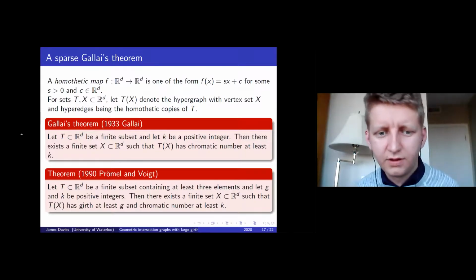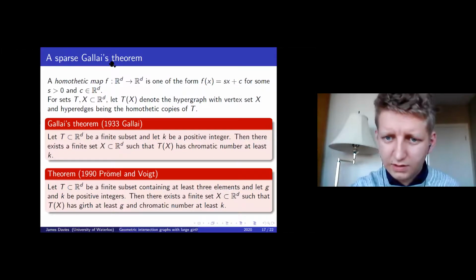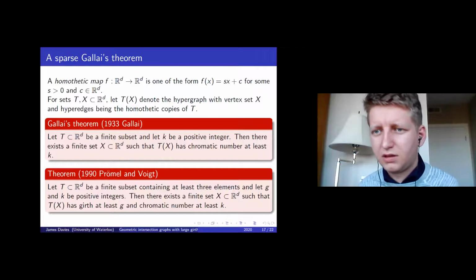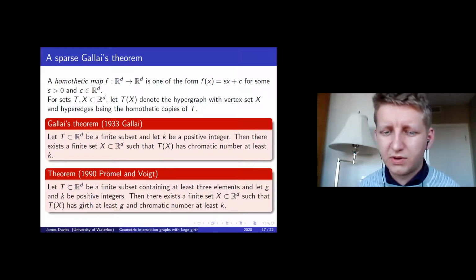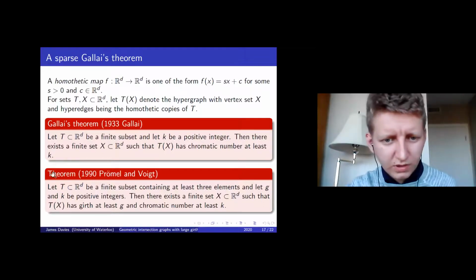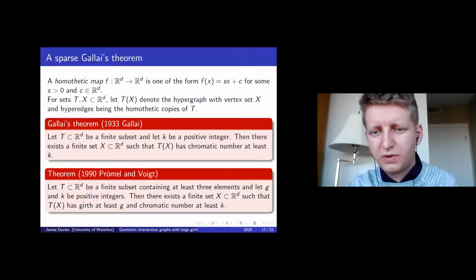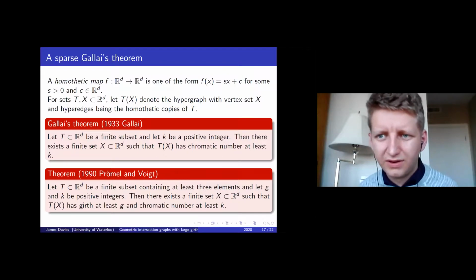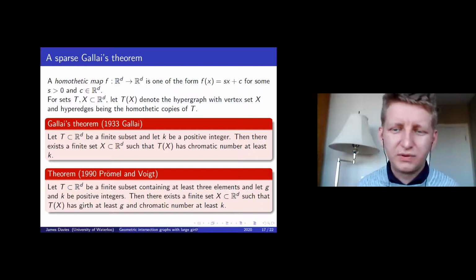And this is something we have. So kind of the exact theorem we want. So if we pick a set t of points in d-dimensional space with at least 3 elements, and we pick some g and some k, then we can find some set of points x again in d-dimensional space, so that the hypergraph we get has girth at least g and chromatic number at least k. So the requirement of having at least 3 elements is a more technical one, because if you're looking at 2-term arithmetic progressions, then you're going to end up with a complete graph if you just have some set of integers. So it's just avoiding some trivial case where it's not true.